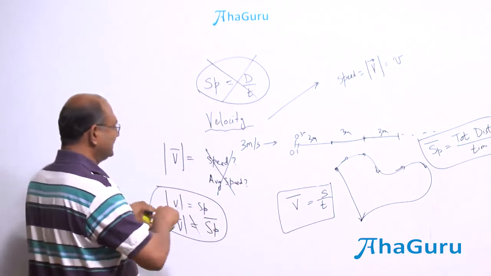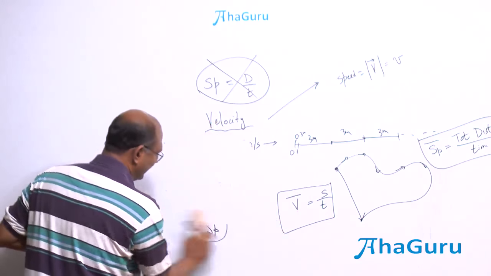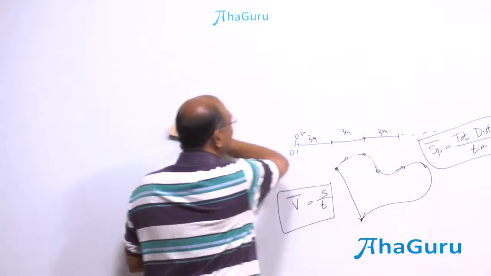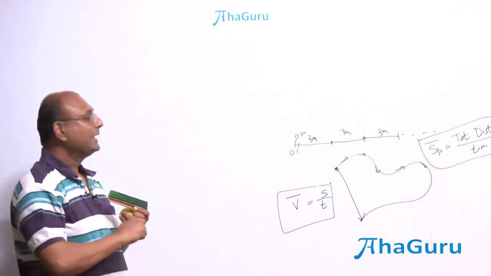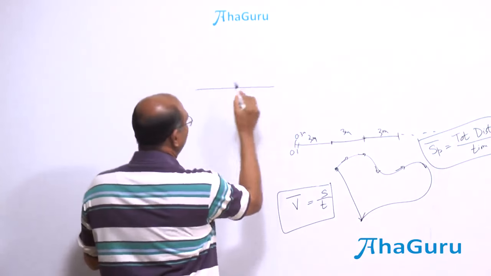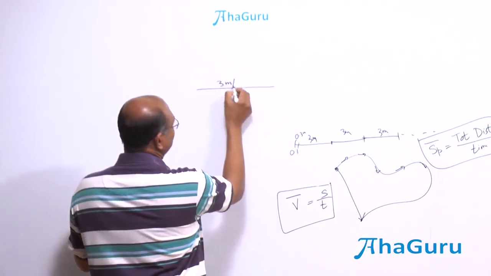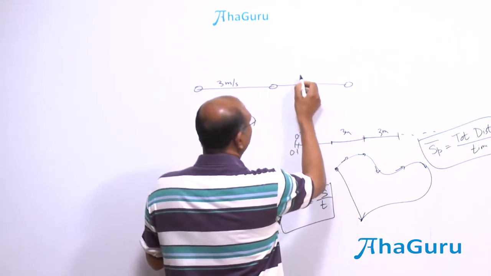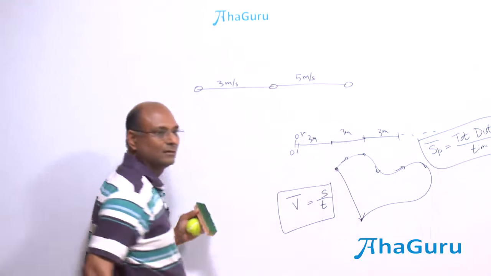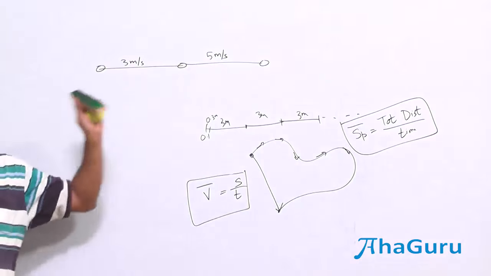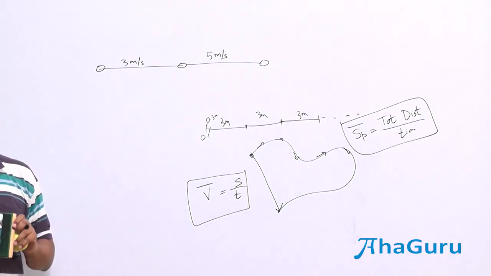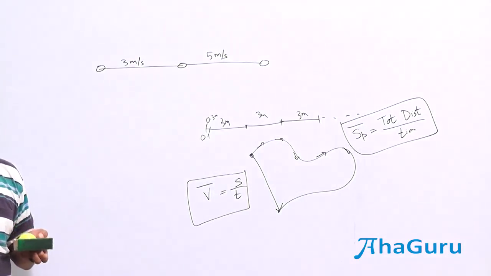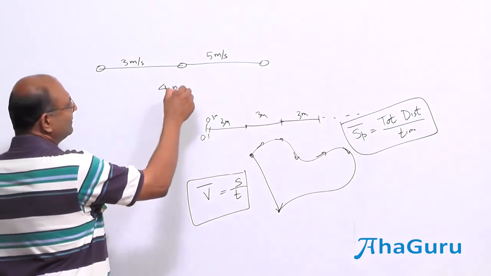One important idea I just want to specify, and then we will look at applying this to various problems and solving them. Then we'll understand this better. If you are moving for some time at 3 meters per second, and then you are moving for some more time at 5 meters per second, what is your average speed? I don't know. 4 meters per second? May not be.